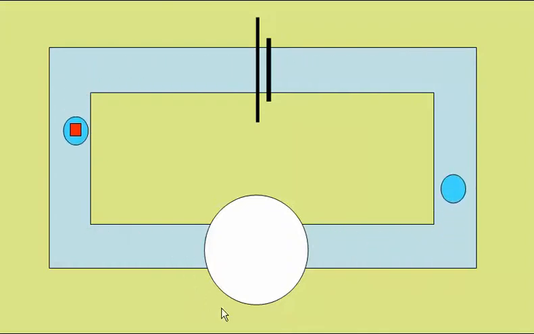Voltmeters are placed in parallel with a component and measure the energy transferred to or from that component by every unit or coulomb of charge. A voltmeter across here would measure 1 unit of energy given to the lamp, and a voltmeter across here would measure 1 unit of energy taken from the cell to the charge.